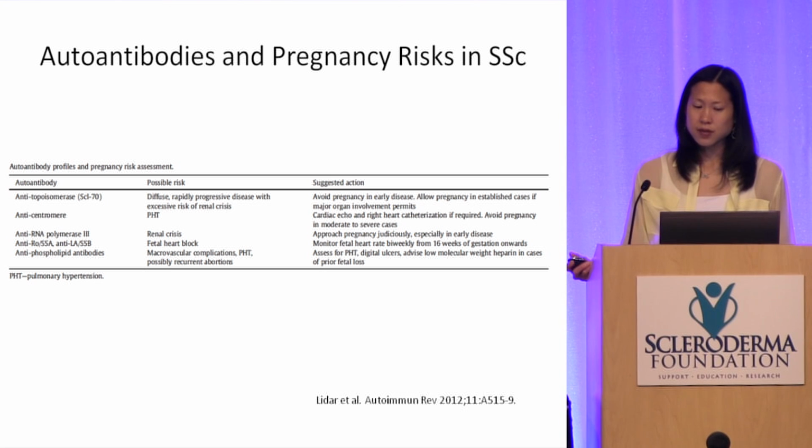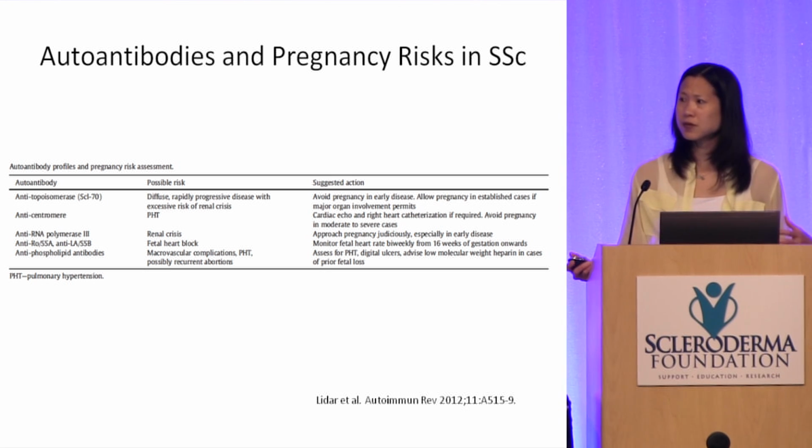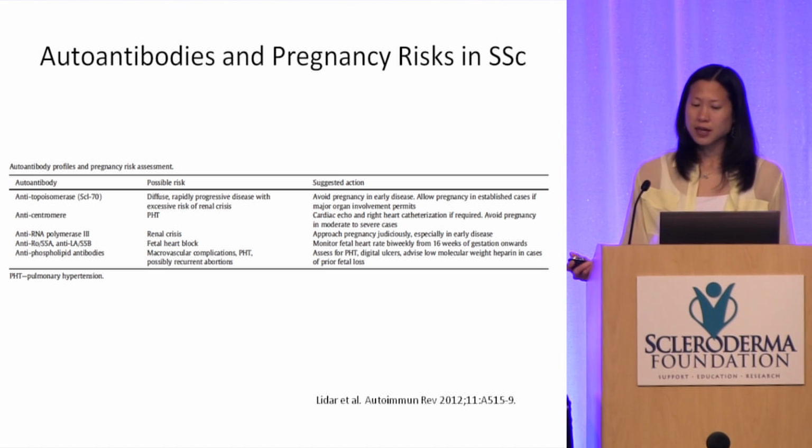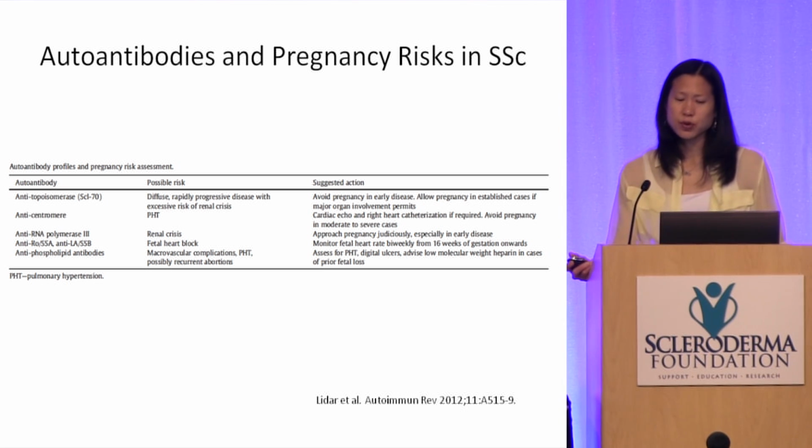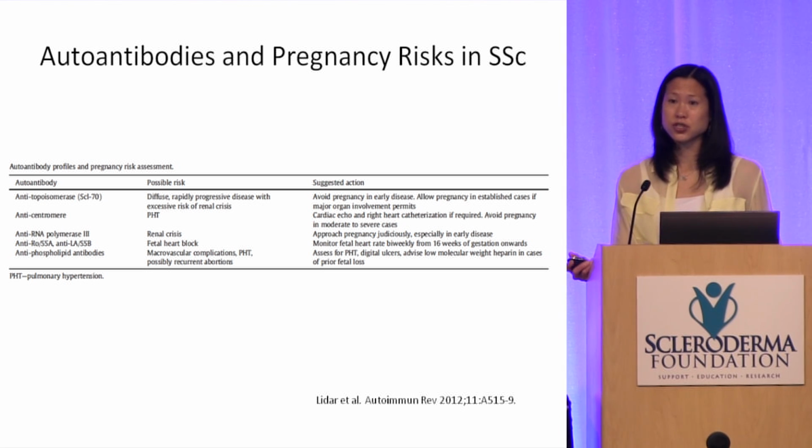Anti-SCL70 antibodies are also associated with diffuse skin involvement, and if you're rapidly progressing in terms of your skin tightening, again, that's probably not a good time to get pregnant. The anti-centromere antibody is associated with pulmonary hypertension, and so assessment with a cardiac echo and potentially a right heart catheterization should be done prior to conception.